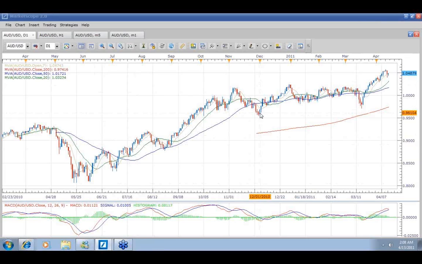Interest rates in Australia are 4.75%, so you are getting paid money every day in a positive interest rate differential when you're long the Australian dollar versus the U.S. dollar, or versus the euro or other lower yielding currencies.